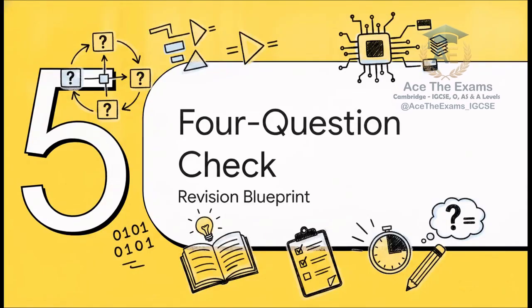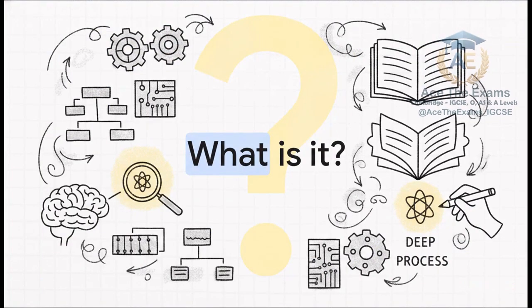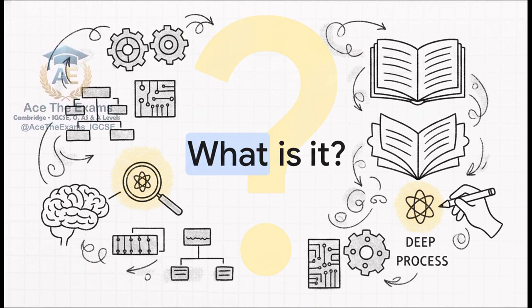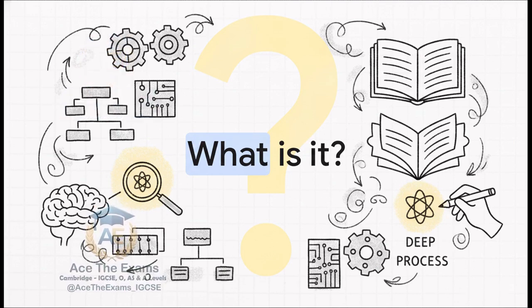Section 5. The 4-question self-check. Your ultimate revision blueprint. Okay, listen up, because before you move on from studying any topic, I want you to ask yourself these 4 questions out loud. It guarantees you're exam ready. Question 1. What is it? Honestly, can you paraphrase the core mechanism accurately? If you're relying entirely on the exact memorized wording from your textbook and you totally stumble when you're asked to use your own words, you are not ready. You've got to understand the deeper process.